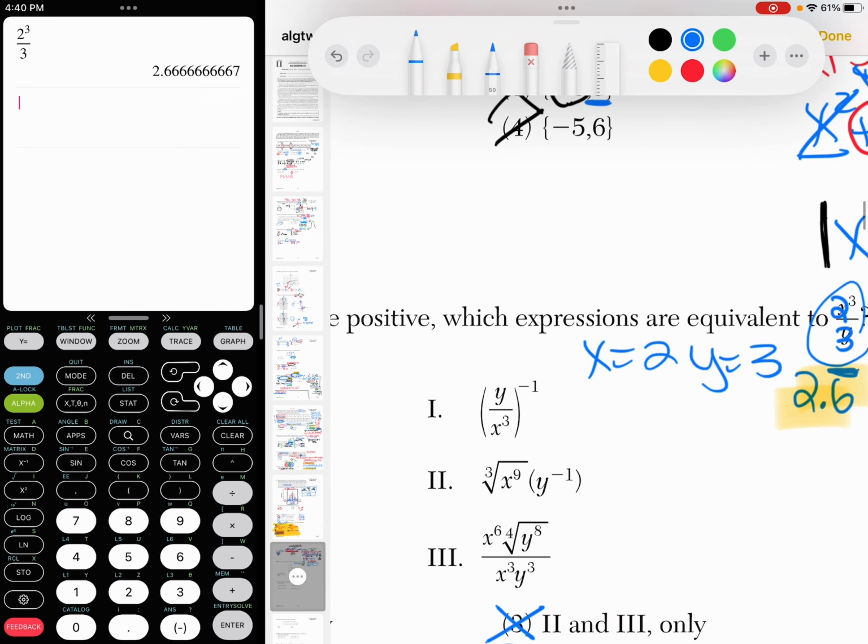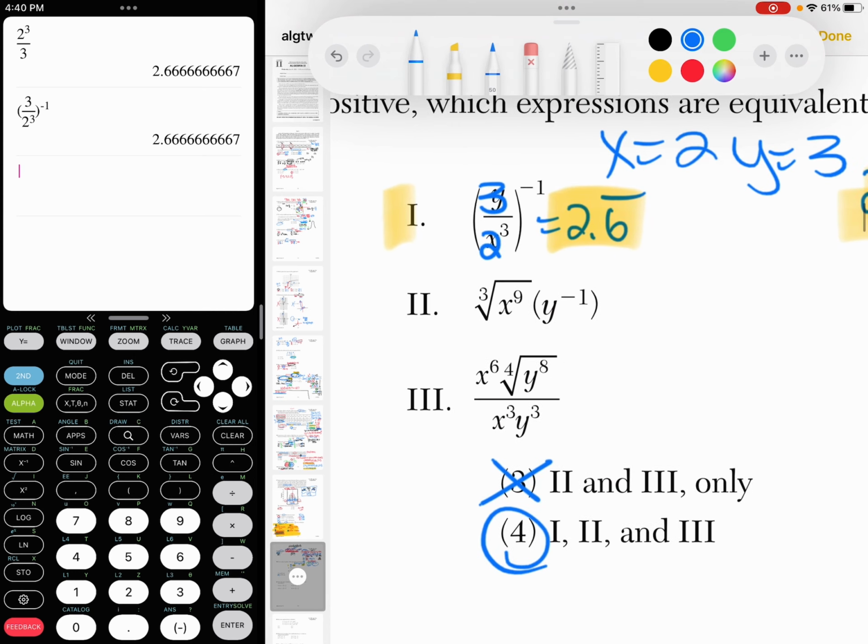Now choice 1, or Roman numeral 1, you know what I mean. Y is 3, so I'm going to put the 3 here. X is 2, so I'm going to put the 2 here. And I'm going to just type that into my calculator. So I have 3 over 2 to the third, and that's all raised to the negative 1. And look, I get the same decimal, 2.6 repeating, so that means that this one works.